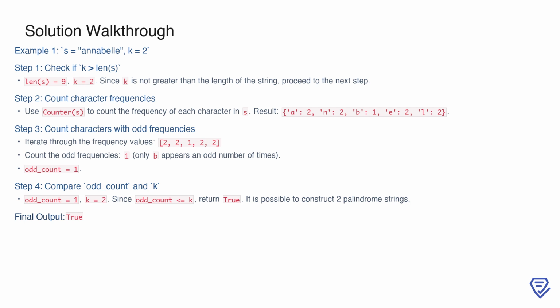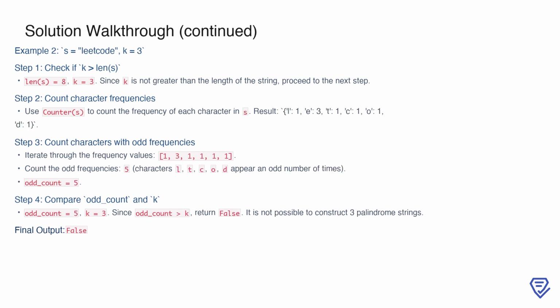Therefore, the output is true. Now, let's consider the string s equals LeetCode with k equals 3. As before, we begin by checking if k is greater than the length of s. The length of s is 8, and k is 3, so we proceed to the next step.